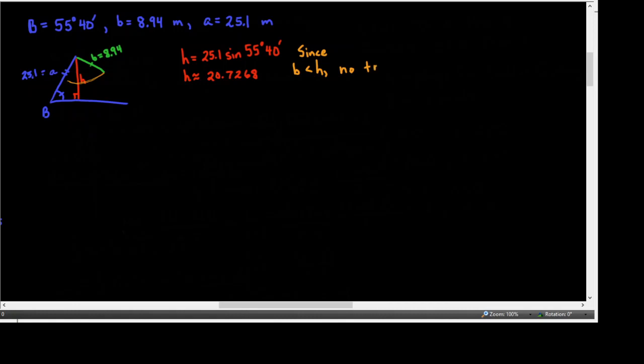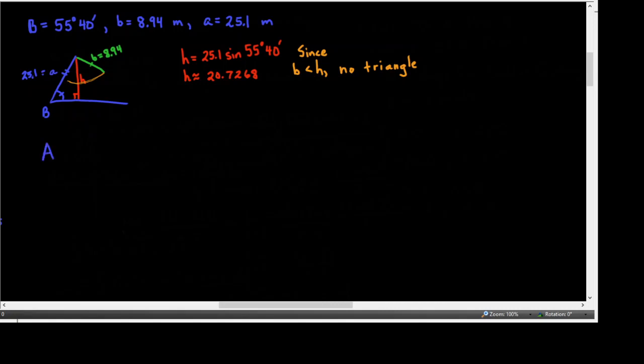And I'm not saying that it's necessarily going to be called B. This is for this problem. Since the B that we were given is shorter than the altitude, there's no triangle. And actually, that's kind of cool. It's a very short problem and very easy to do. Okay, let's do another example.